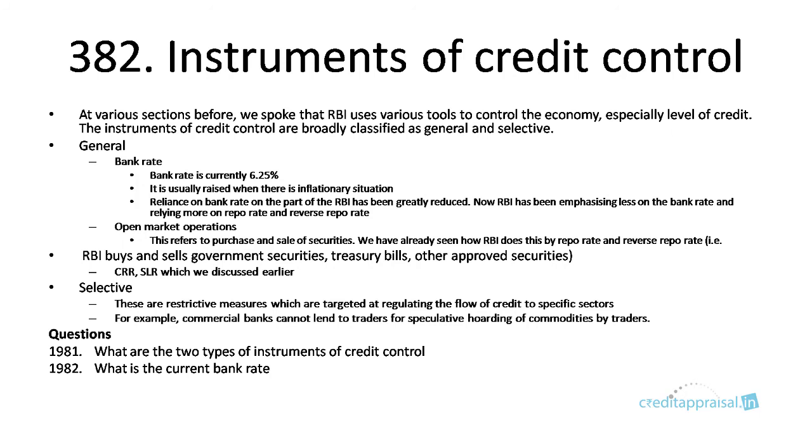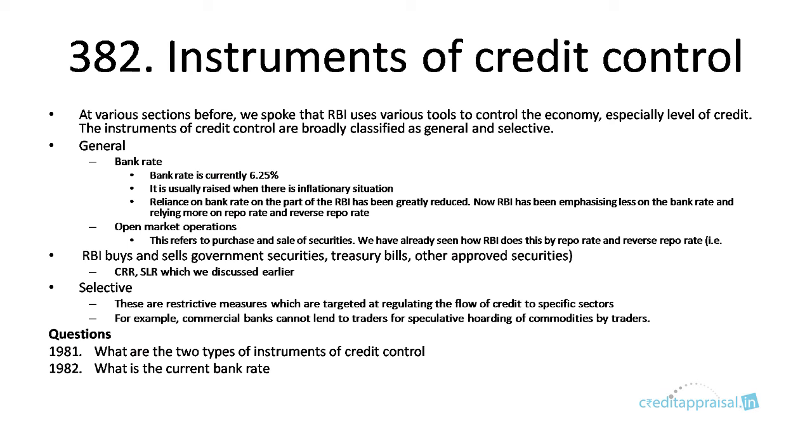So in this chapter, we'll be discussing instruments of credit control. In various sections before, we spoke about how RBI uses various tools to control the money supply in the economy and the level of credit, the level of borrowings. Those instruments are broadly classified as general and selective instruments. General instruments are like CRR, SLR, which we have discussed earlier, bank rate, and open market operations.